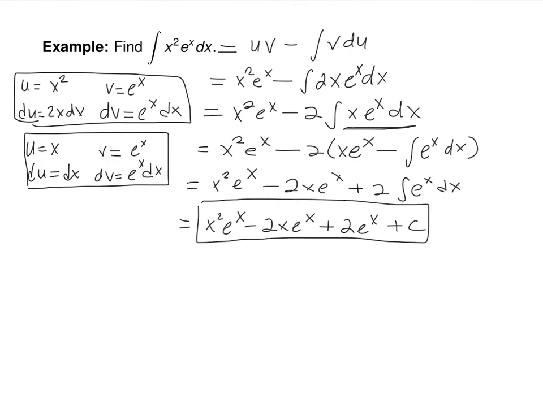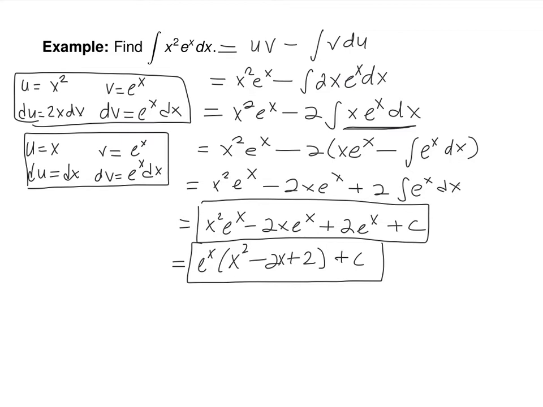If you want to, the greatest common factor from those first 3 terms is e to the x, and you can factor that out. So e to the x times x squared minus 2x plus 2, and then plus some constant c. That's not required, it's just, for example, Wolfram Alpha gave me that answer. It's good to know that it's equivalent.